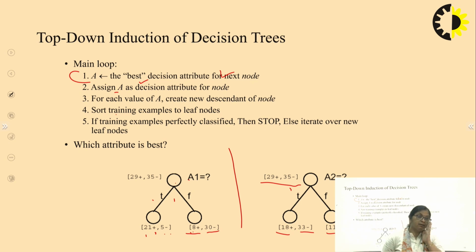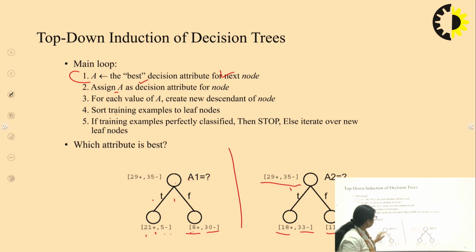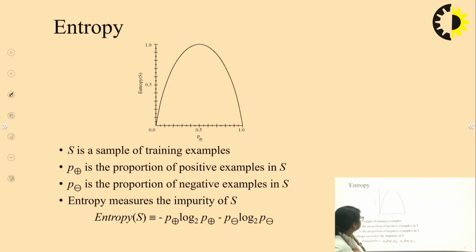Now the question comes: this is the situation, so what should I select? Should I select A1 or A2? What should be the best decision attribute? That is decided by entropy. It is based on entropy.